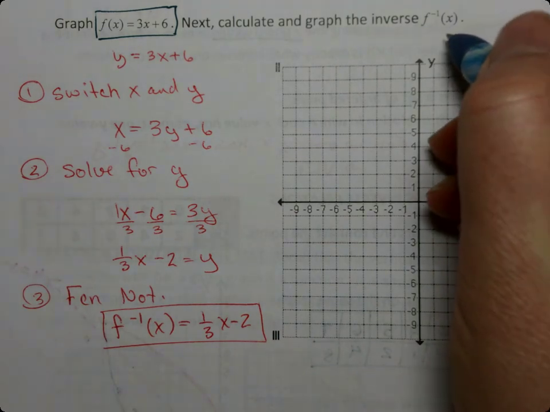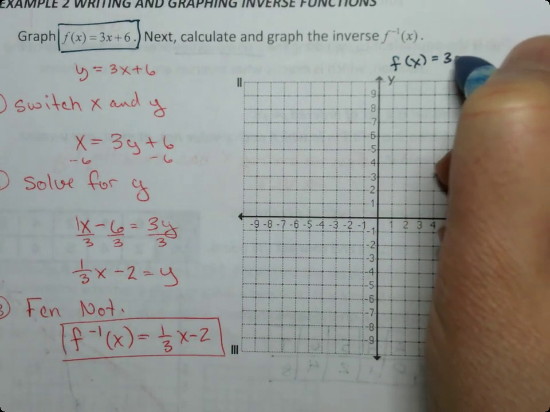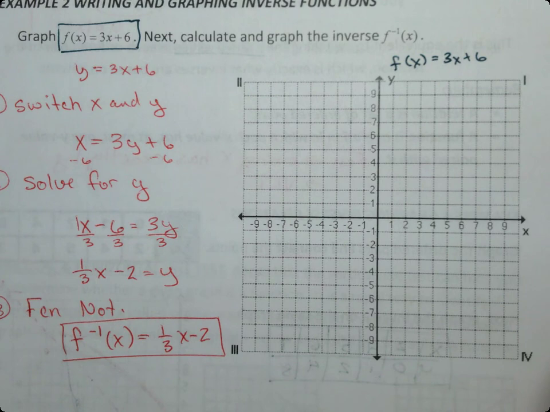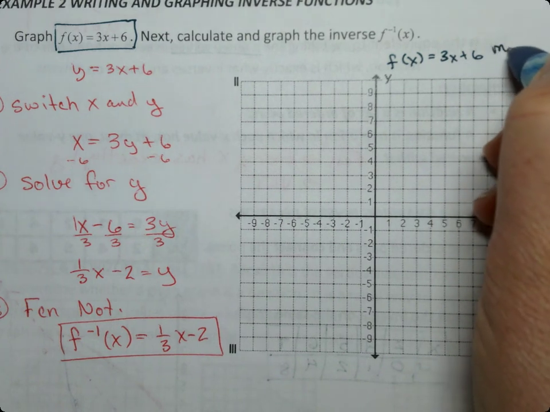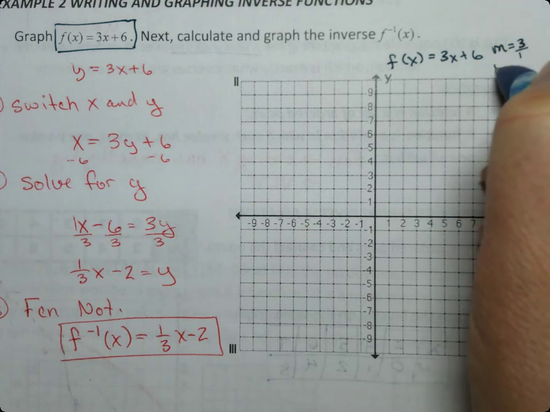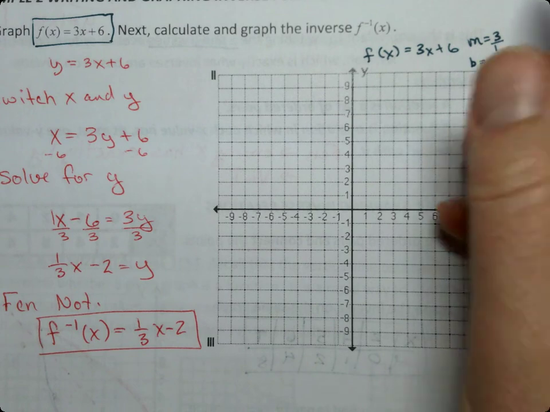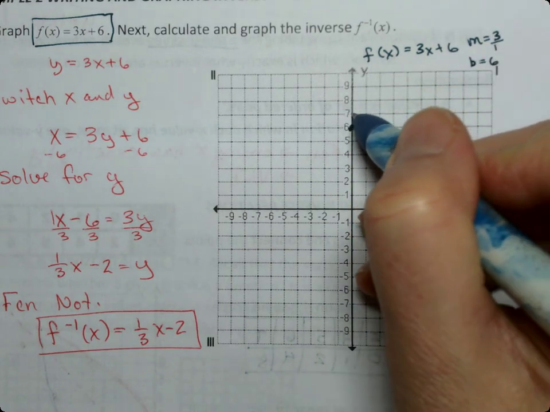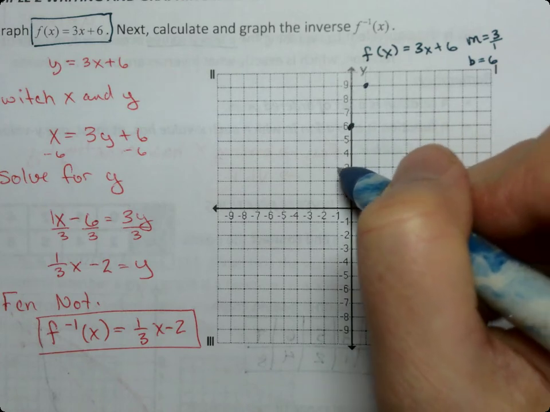I'm going to graph the original one here in this ink. f of x equals 3x plus 6. I'm going to use my slope and y-intercept. My slope is 3 over 1, and what's my y-intercept? 6. So on the y-axis, put a point at 6. I'm going to go up 1, 2, 3, positive 1. I'm going to go down 1, 2, 3, negative 1.